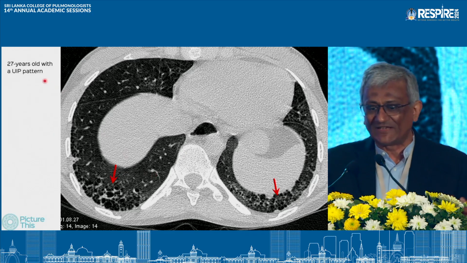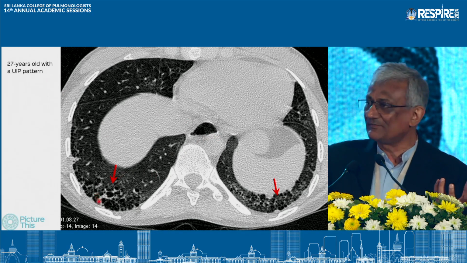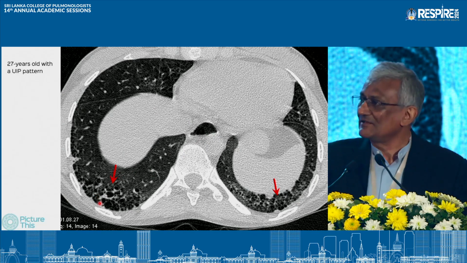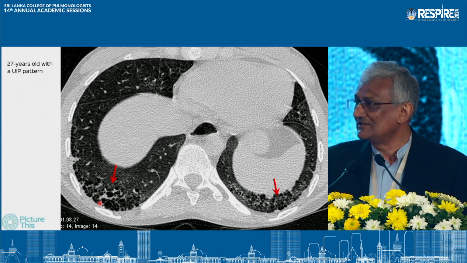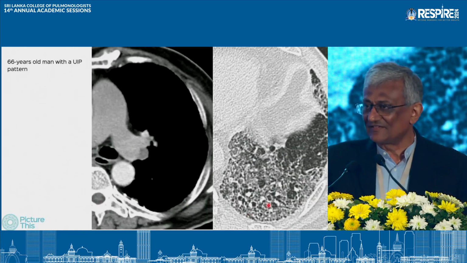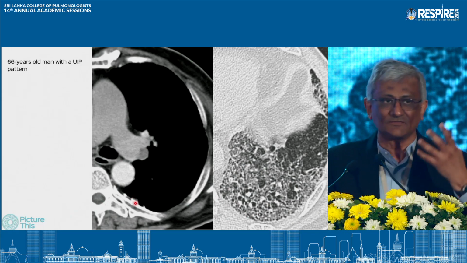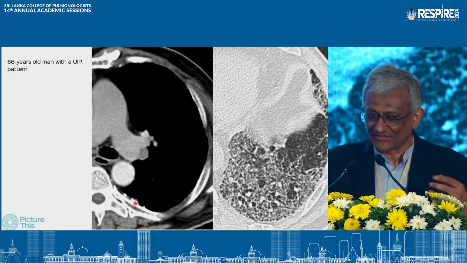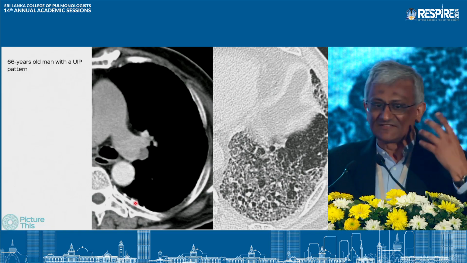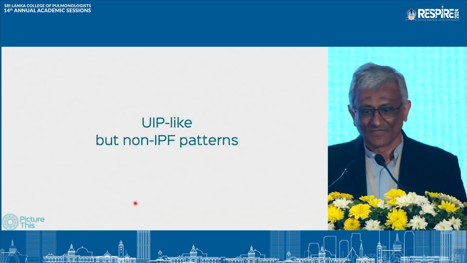So if you have a 27-year-old with esophageal dilatation and a typical UIP pattern, this is not IPF. This is scleroderma ILD with a UIP pattern. Or this patient who has a probable UIP pattern, has pleural calcified plaques, works in a brake lining factory. This is not IPF. This is asbestos ILD with a UIP pattern.